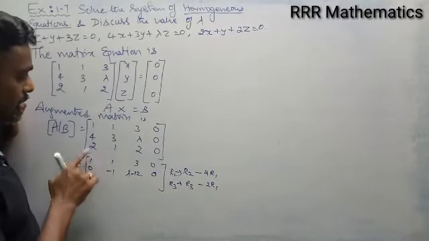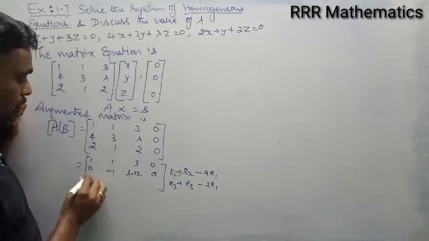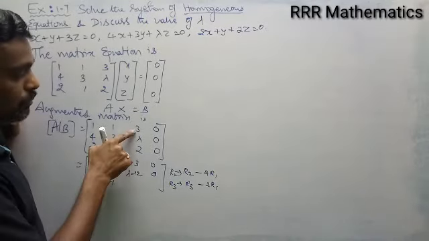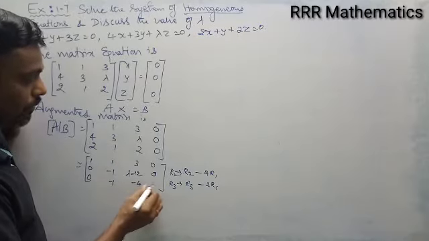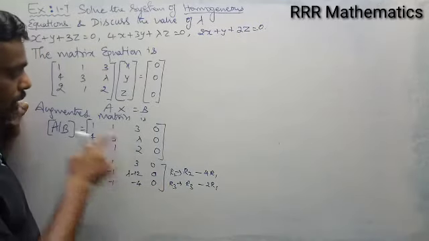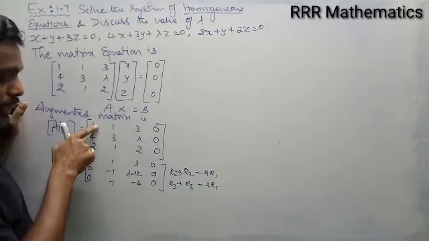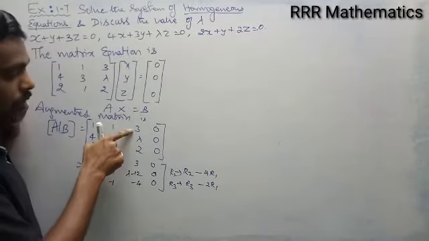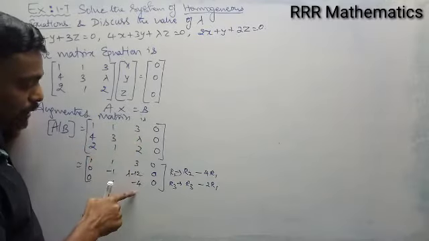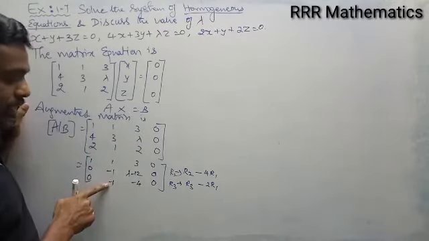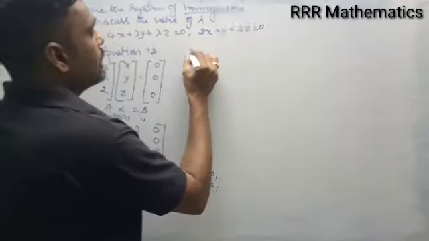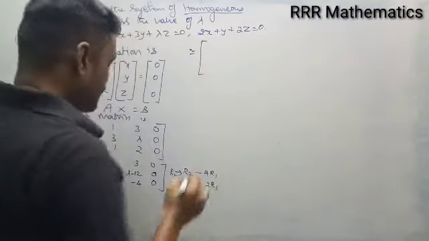R3 minus 2 times R1: 2 minus 2, 0. 1 minus 2, minus 1. 2 minus 6, minus 4. And this is 0. Minus 2 into 1, minus 2 plus 2, 0. Minus 2 into 1, minus 2 plus 1, minus 1. Minus 2 into 3, minus 6 plus 2, minus 4. And this is 0. Next I want to bring 0 here. Already I have minus 1 and minus 1, so directly I can subtract: R3 implies R3 minus R2.